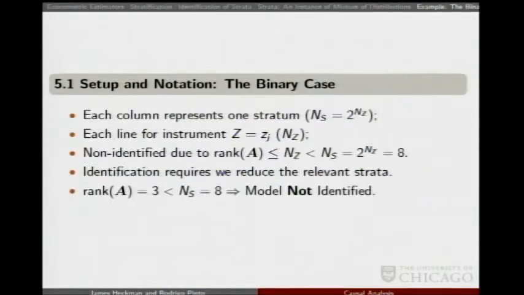And it's clear in this particular example that each column represents one stratum. The number of strata is 2 to the n sub z. And so we basically have that the rank of A is clearly going to be much less than 8, which is the number of strata. So to get identification, we require reducing the relevant strata.